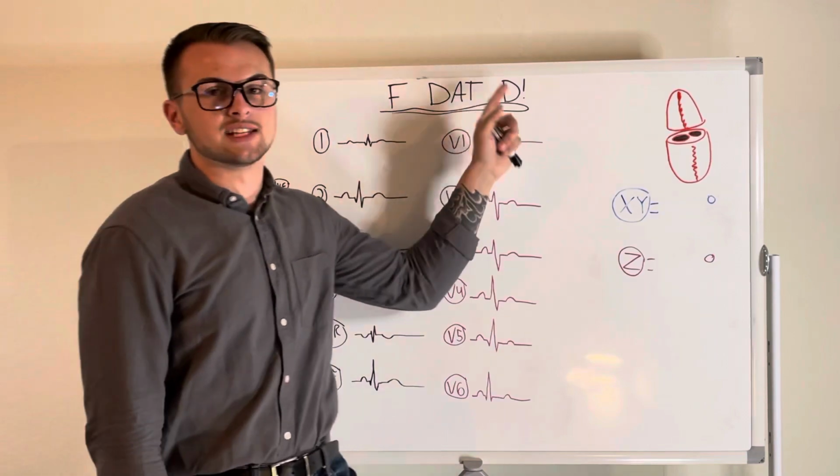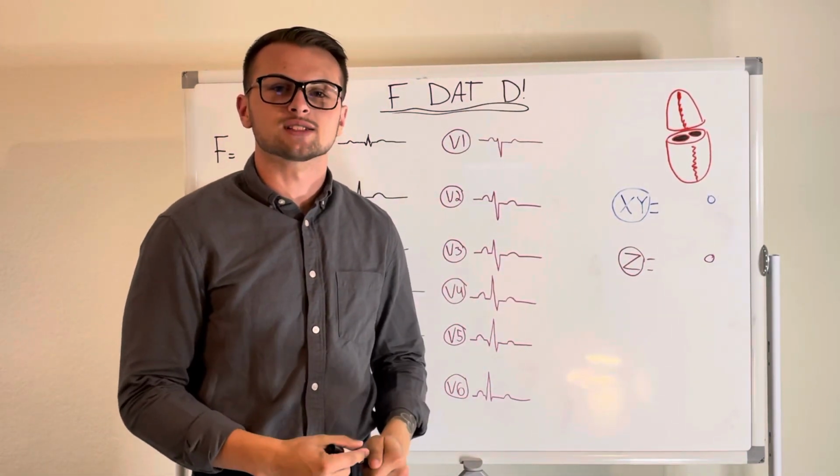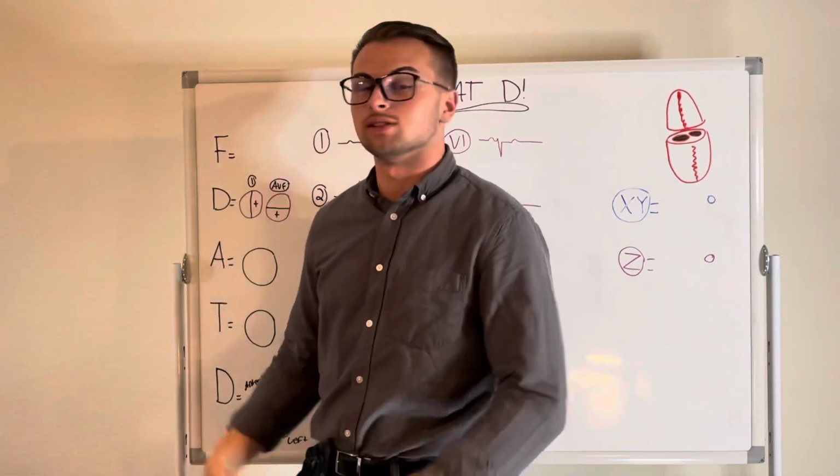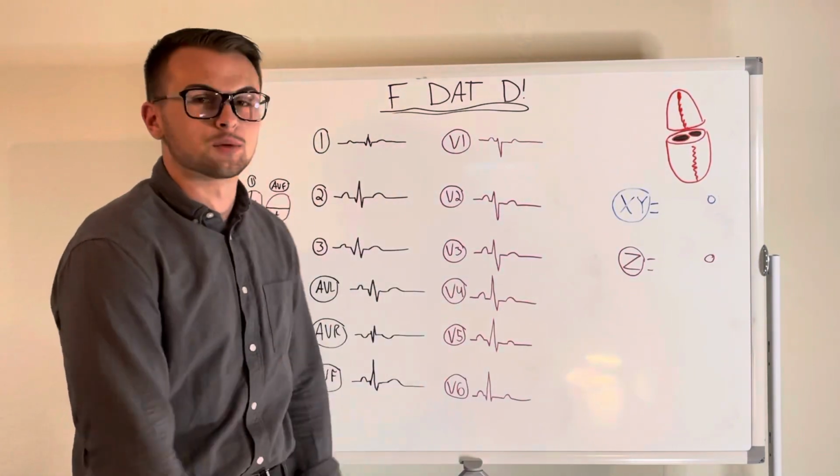So to determine the X, Y, and Z axis of the heart, we need to remember to F DAT D. So your friend asks you, hey, how do you determine the X, Y, and Z axis so fast? You say, hey, you listen, you just got to F DAT D, and then please remember to explain exactly what you mean after that.